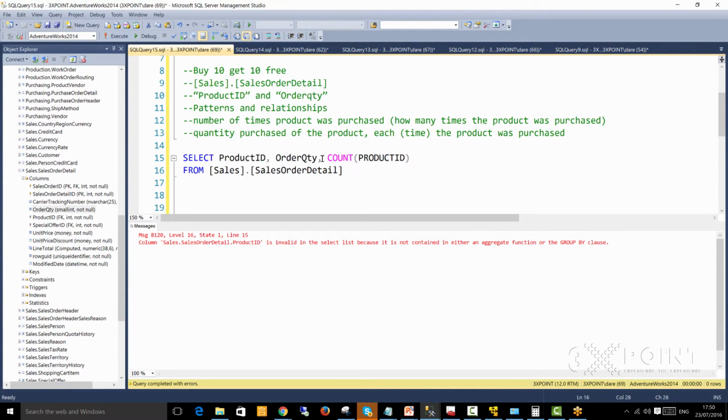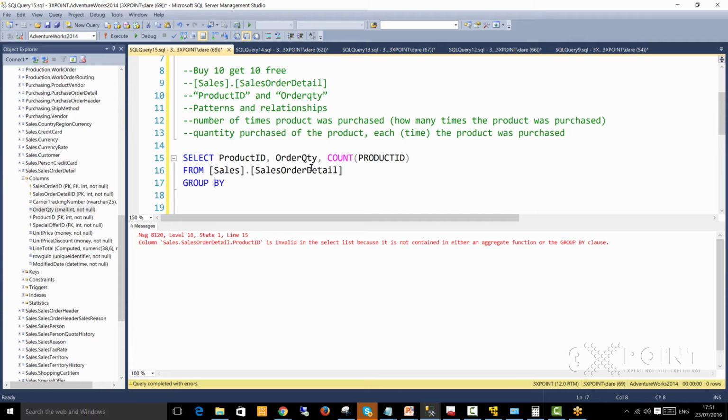It's because we have other columns in the select list. And when you have other columns like this, you want to use group by, because you're saying, okay, yes, I want to count these things. I want to count how many times this product ID exists. But based on what grouping? Because I have order quantity, I have product ID. How am I going to group them? So let me put a group by clause and then you will see what I mean.